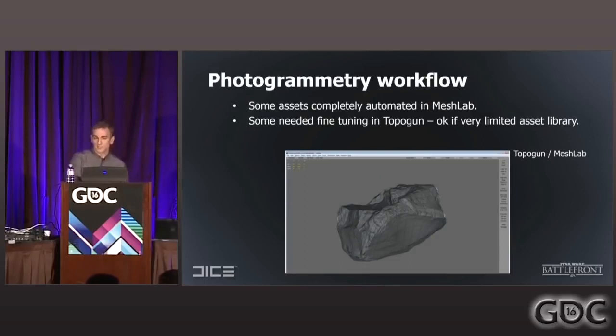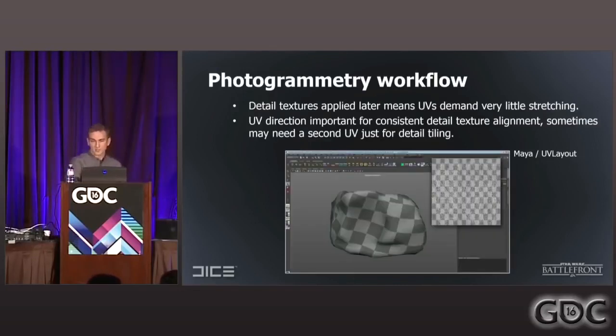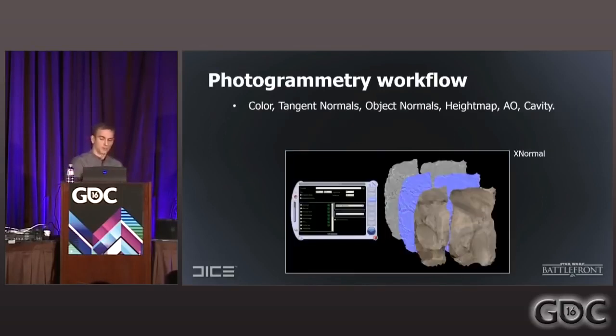We would take the high-res mesh, and in some cases we would just automatically generate a low-res mesh in software like MeshLab. Or if it needed a little bit more of an artist's touch, we would take it into TopoGun or any retopology software of your choice and retopologize. We would make use of detail textures, so that meant that we really needed to have as little stretching on the UVs as possible. That was key to our workflow, and we had to be conscious of what the UV direction was because we were using detail tiled normal maps, so we needed consistent direction.